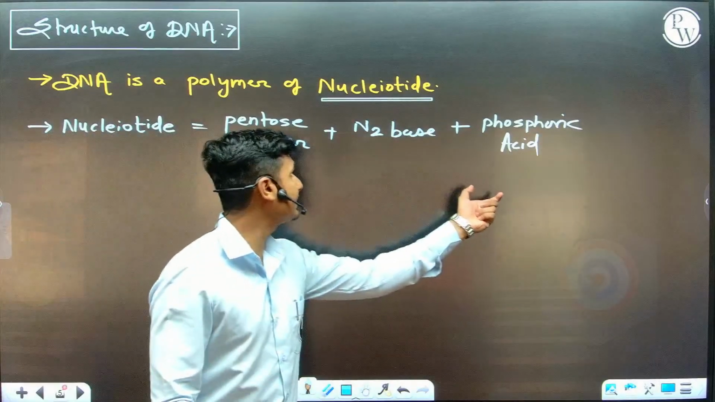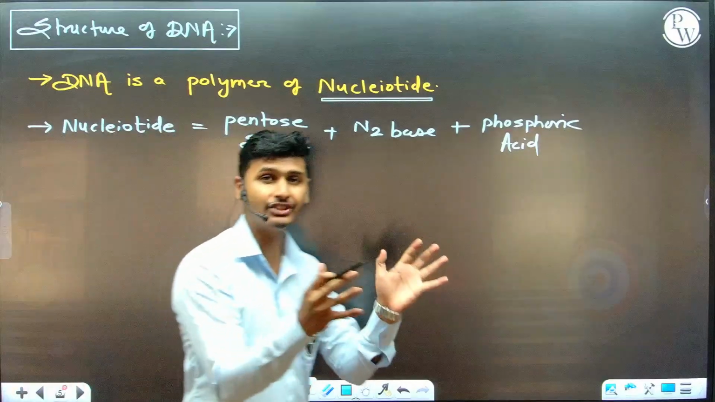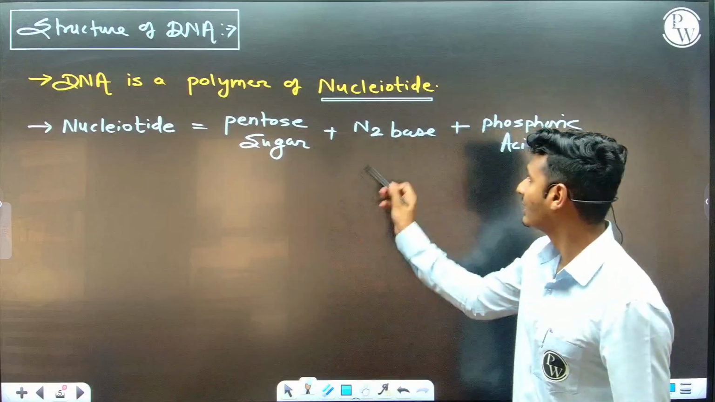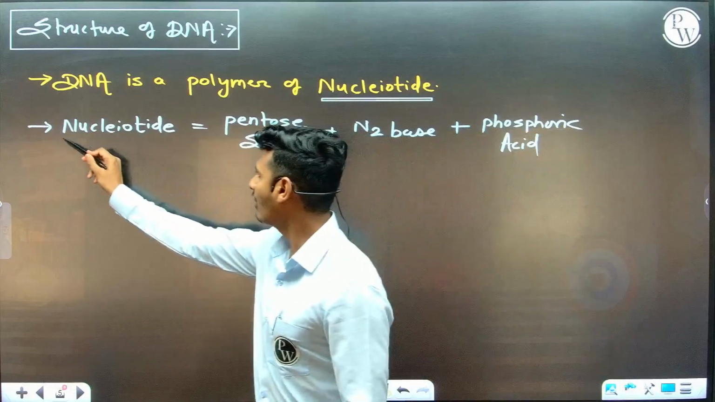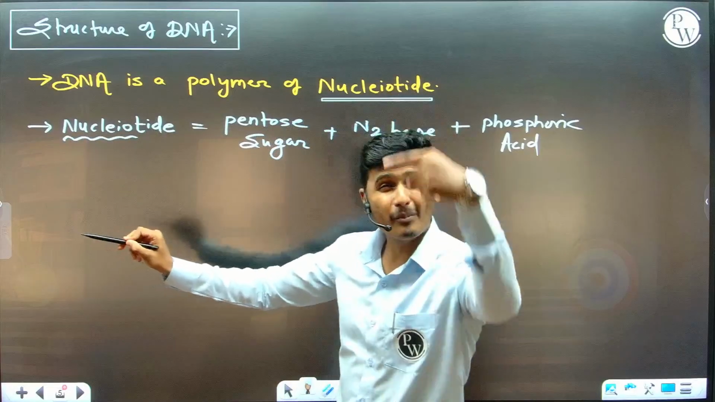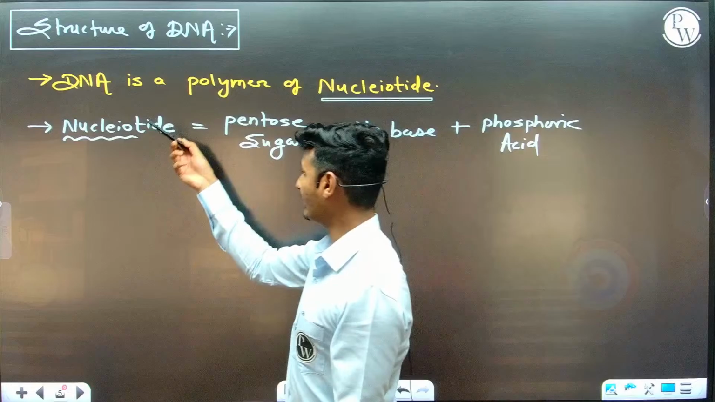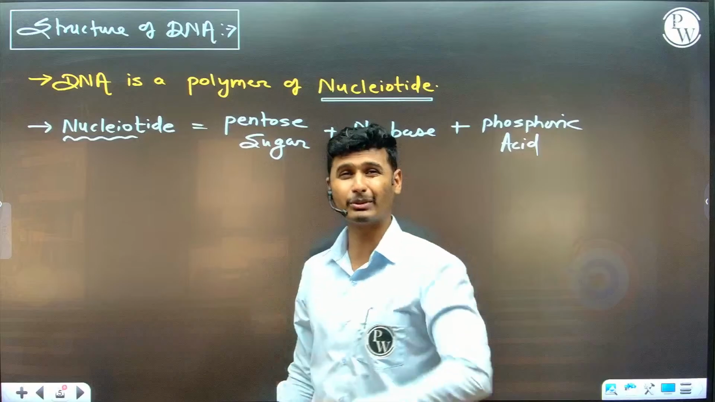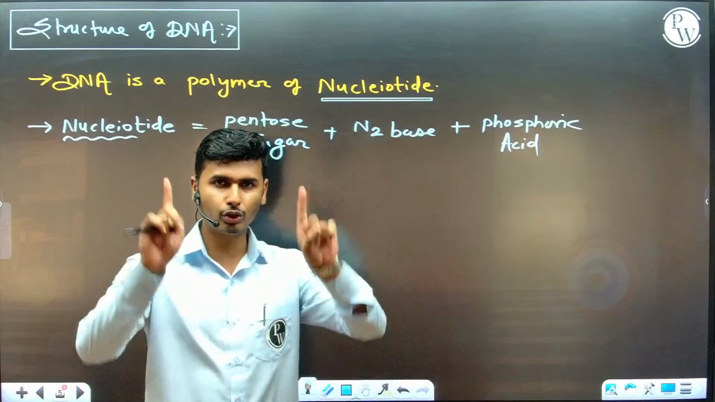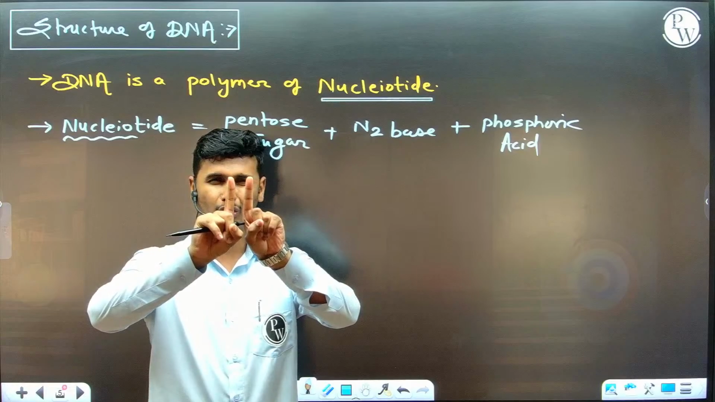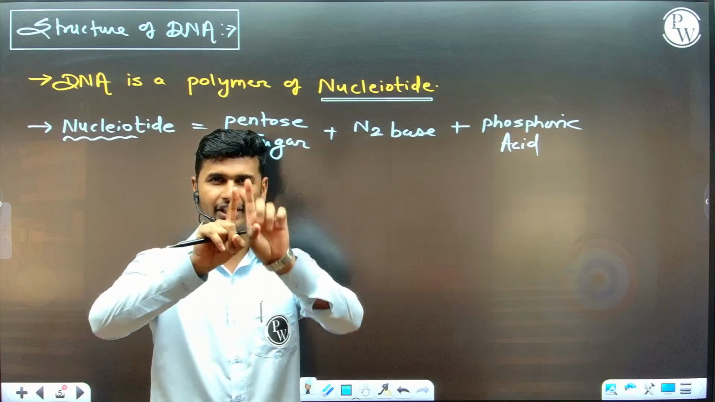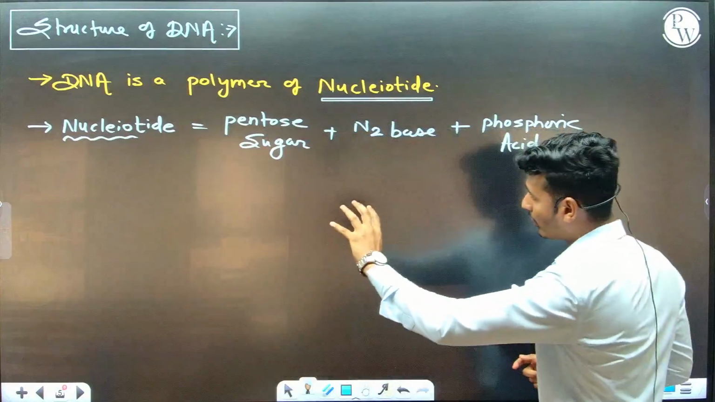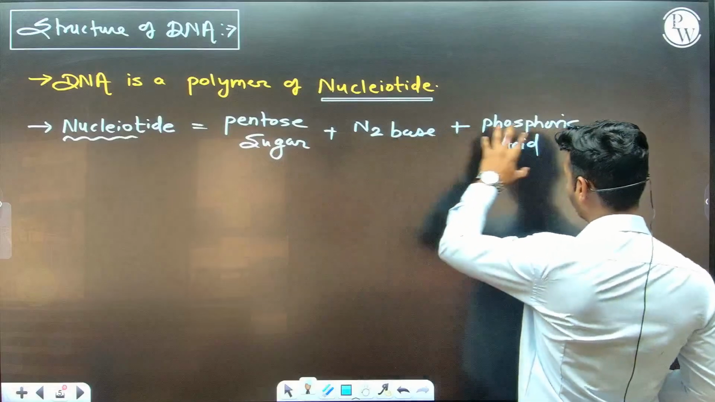So when phosphoric acid, nitrogen base, and pentose sugar combine together with different bonds, which I am going to discuss in further slides, combinedly there is a formation of nucleotide, and a long polymer of nucleotide is responsible for the formation of one strand of DNA, and another long chain of nucleotide is responsible for the formation of the second strand of DNA, and the two strands of DNA come close to each other, having attraction, having a helical structure known as DNA. Now, if I am talking about the nucleotide: pentose sugar, nitrogen base, phosphoric acid.